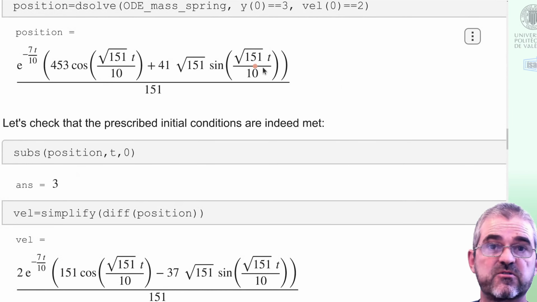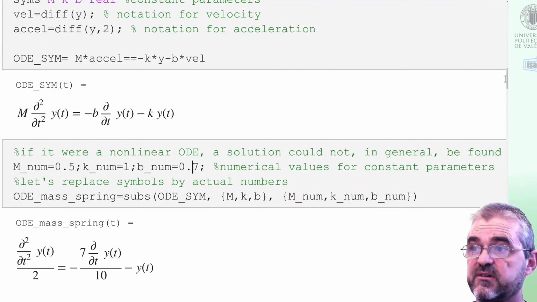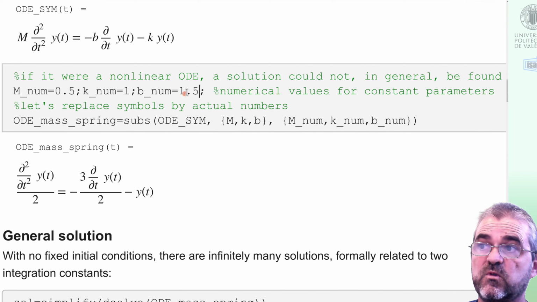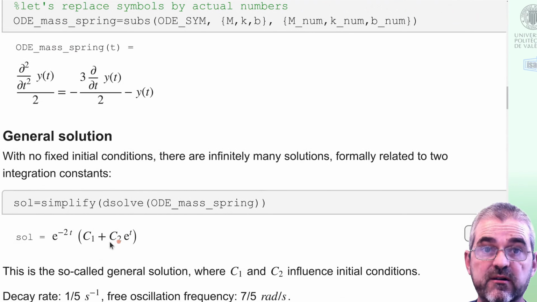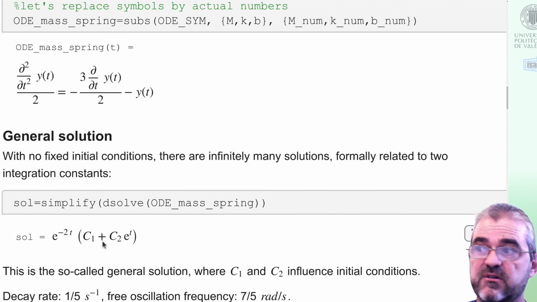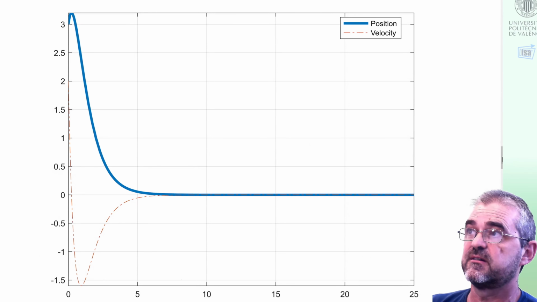So these sines and cosines are multiplied by a faster decaying exponential. And if we do increase a little bit more to say 1.5, then the system is so damped that there are no longer sine and cosine expressions in the solution. This is what's called the overdamped case. And the simulation plots are no longer oscillatory.